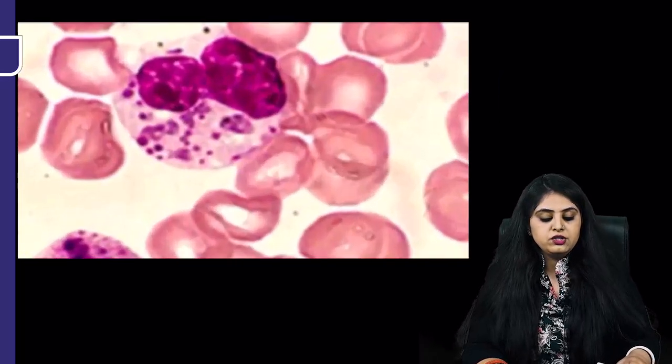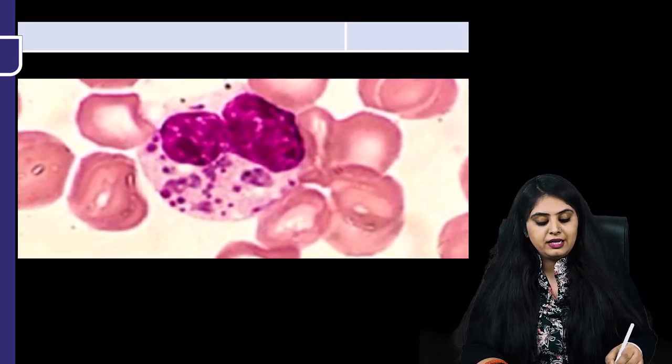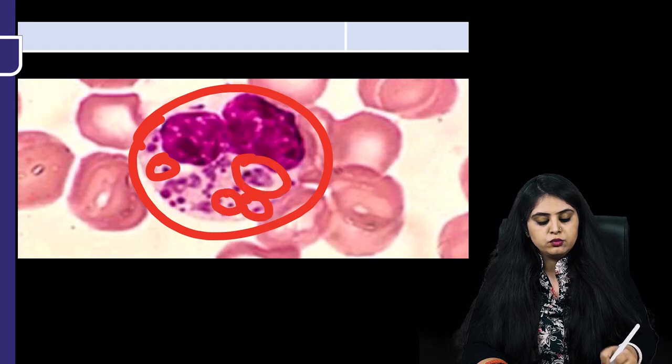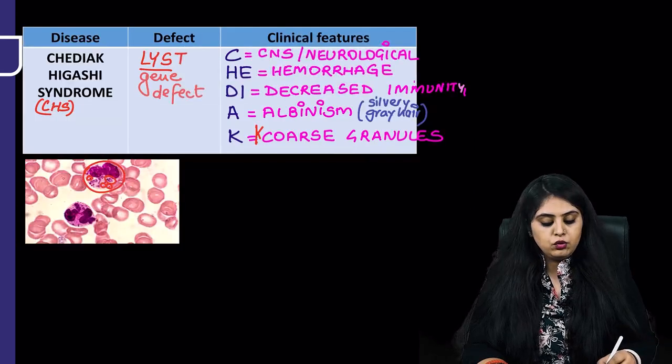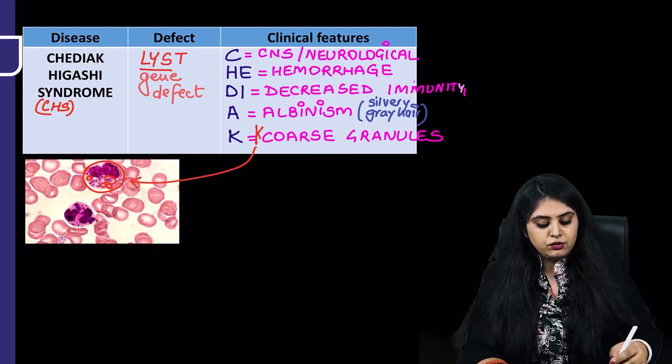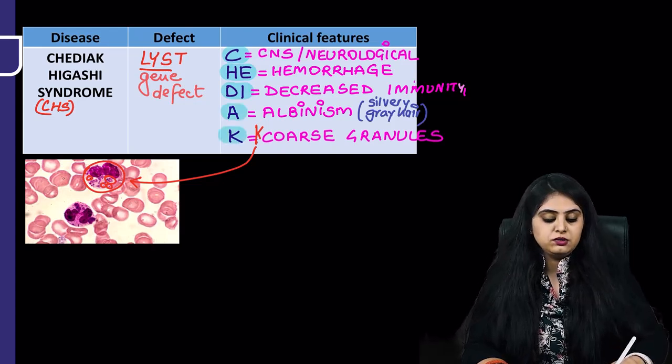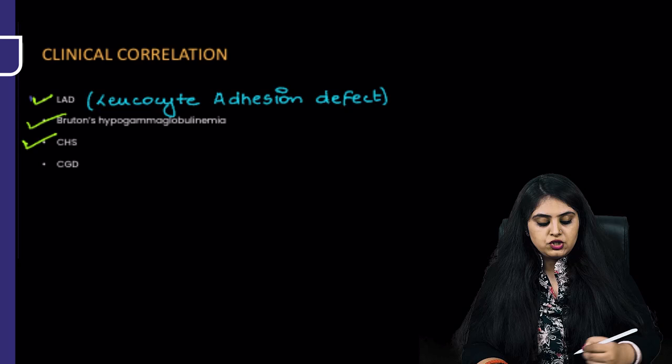If you look at a pathology slide, you will be able to visualize that. Look at this. There are some coarse granules that are going to be present in the cells. So coarse granules are seen. That is how you study. CNS, hemorrhage, decreased immunity, albinism, coarse granules, LYST gene defect, that is Chediak-Higashi.